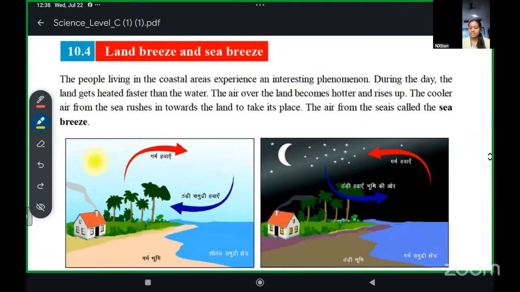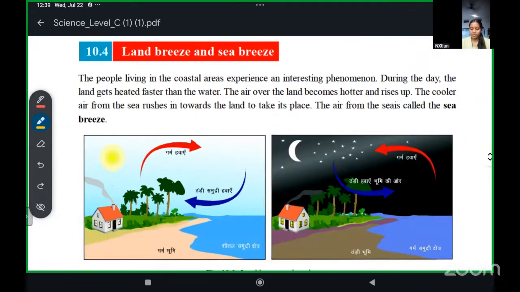Land breeze and sea breeze. Now, there is a phenomenon about the land and the sea, a cycle that repeats itself every day. Let's see what that is. The people living in the coastal areas, near the water bodies, experience an interesting phenomenon. During the day, the land gets heated faster than the water.